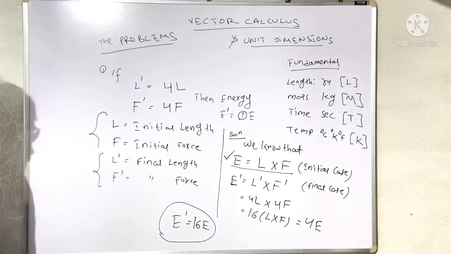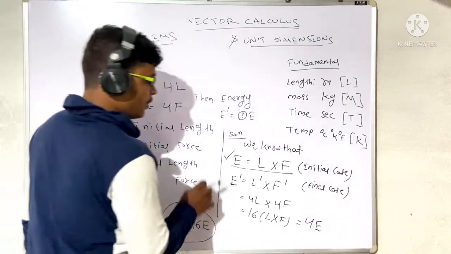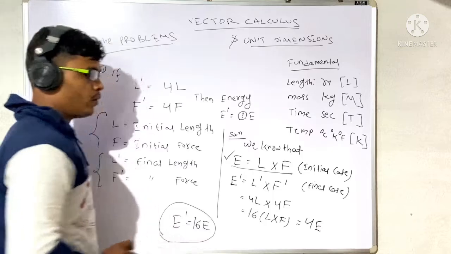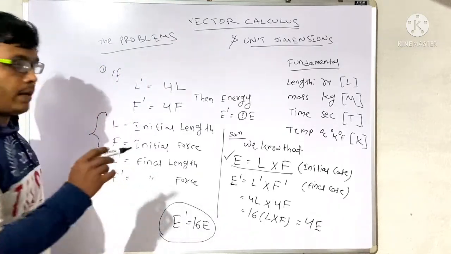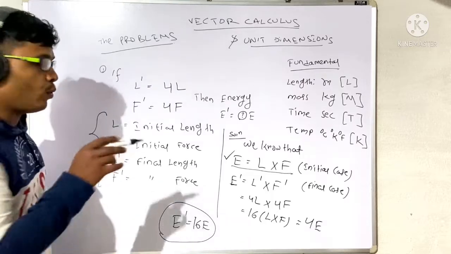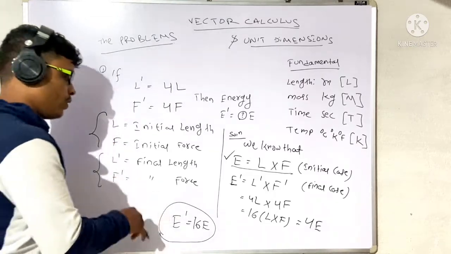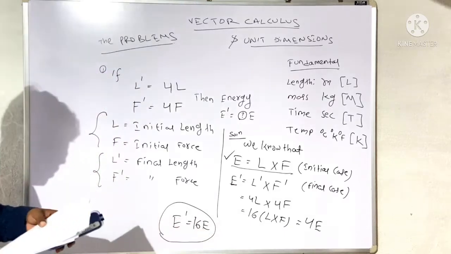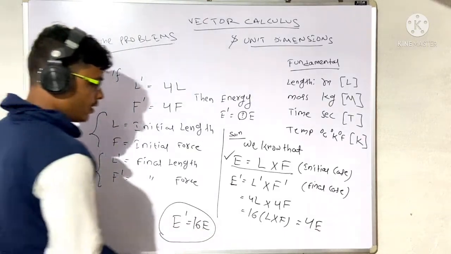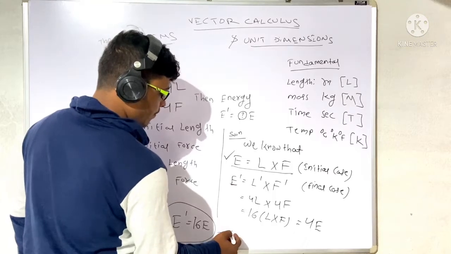Due to directly proportional, the energy will increase if the length and force increase. So we see this: if length increases 4 times and force increases 4 times, then energy will increase 16 times. So the answer will be C. So answer is option C.